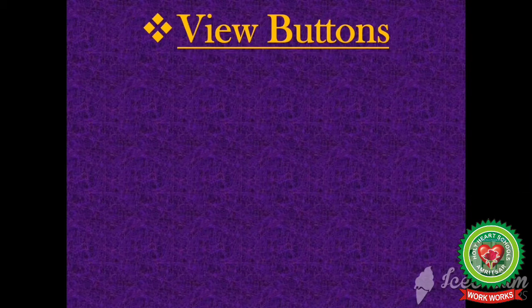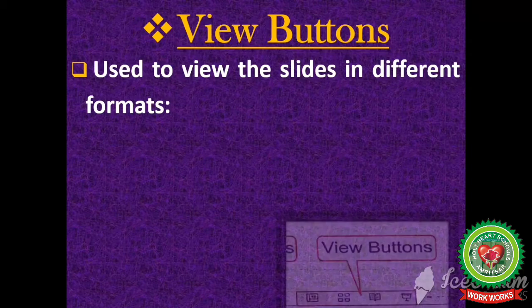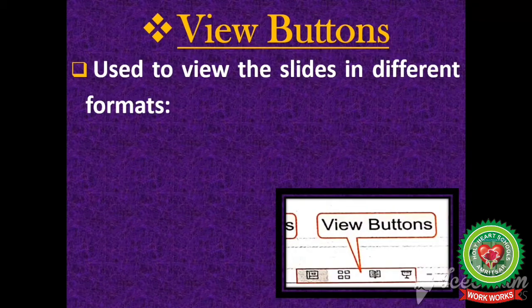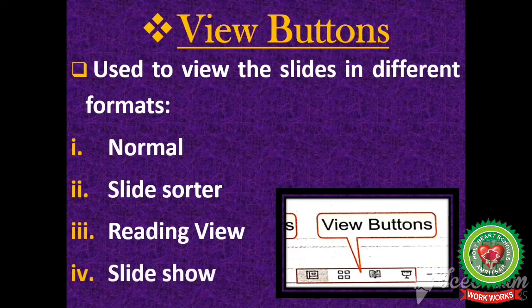The next component is View buttons, used to view the slides in different formats. So on the status bar, in this figure you can see we are having 4 types of views. The first view is known as normal view, second is slide sorter view, third is reading view, and fourth is slide show view. So these views are used to view the slides in different formats.